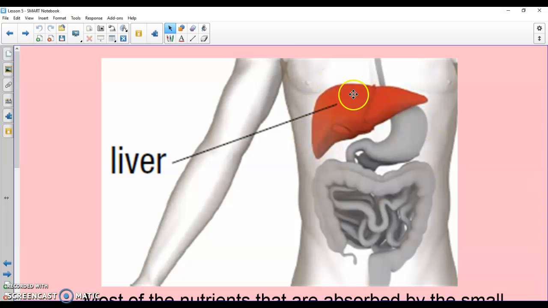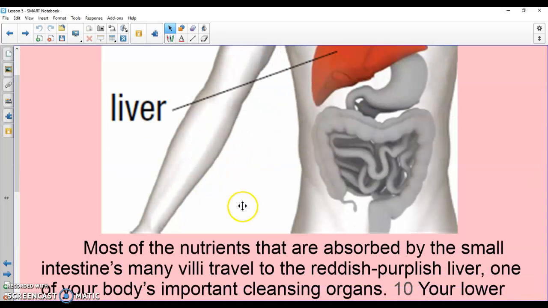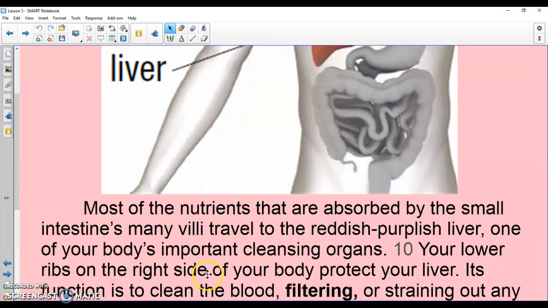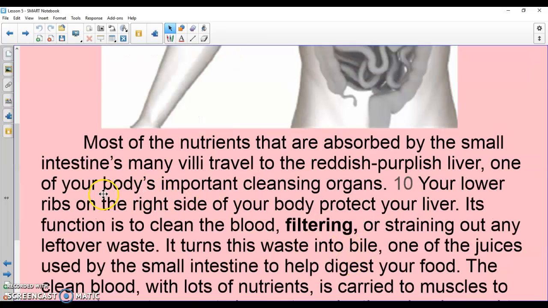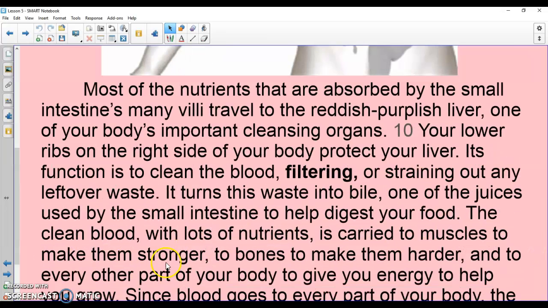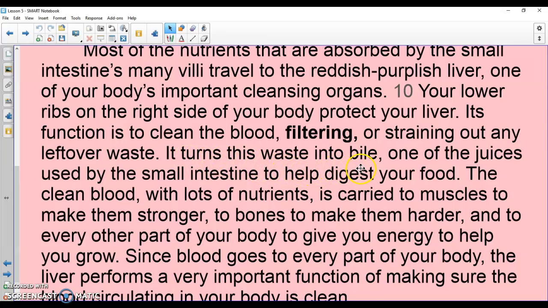And then we have our liver. Most of the nutrients that are absorbed by the small intestines, many villi, travel to the reddish-purplish liver, one of your body's important cleansing organs. Your lower ribs on the right side of your body protect your liver. Its function is to clean the blood, filtering or straining out any leftover waste. It turns this waste into bile, one of the juices used by the small intestine to help digest your food.